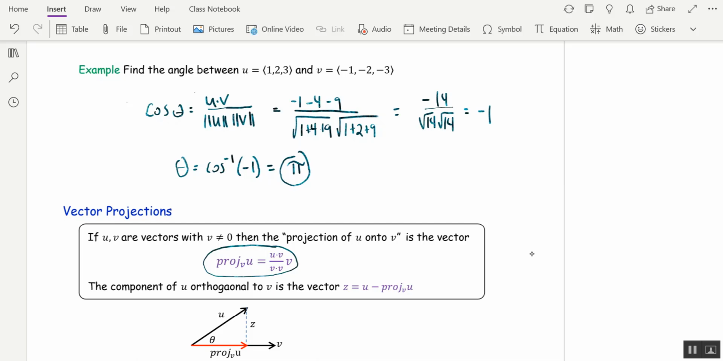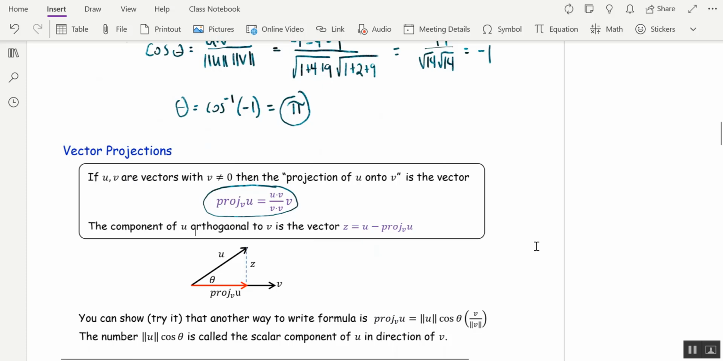And what it is geometrically, it's the part of u that goes in the direction of v. So the projection of u onto v lies down here, parallel to v. And the component of u orthogonal to v is the vector z equal to u minus the projection of u onto v.